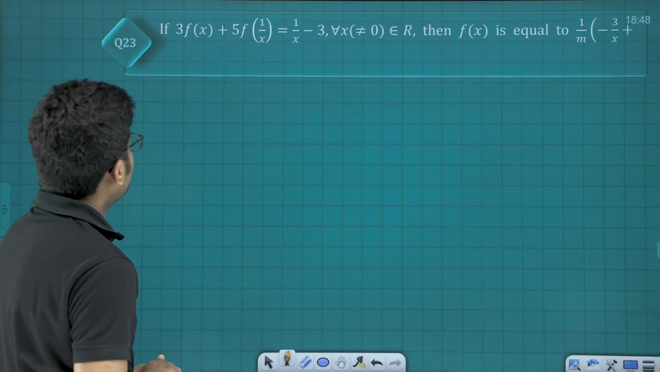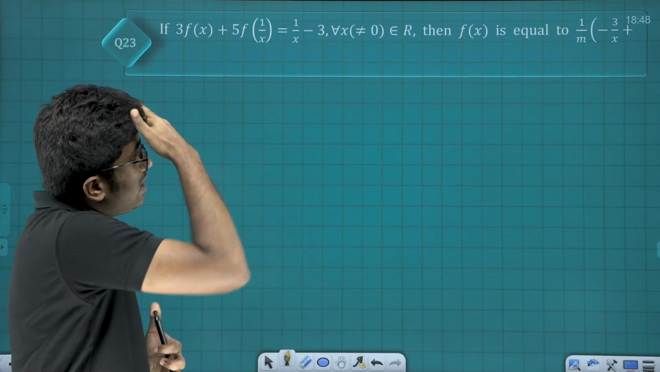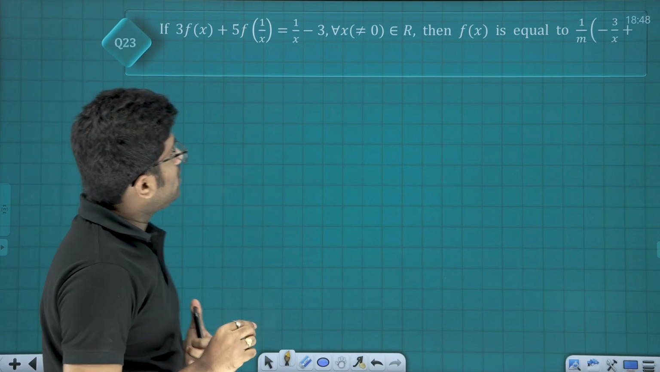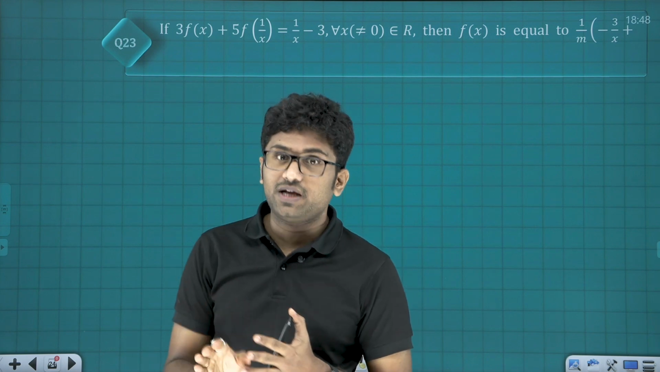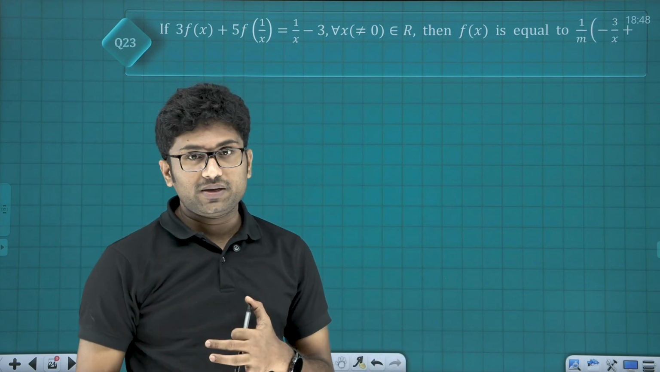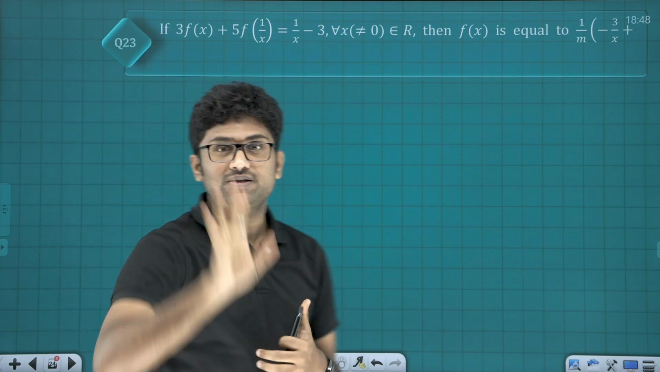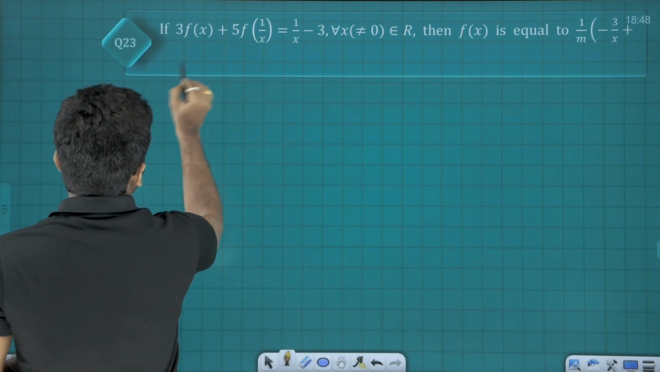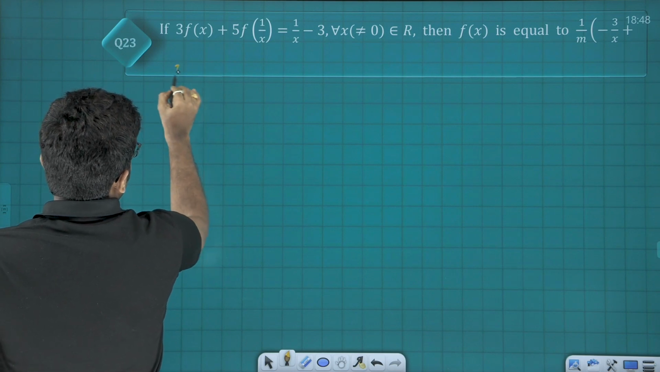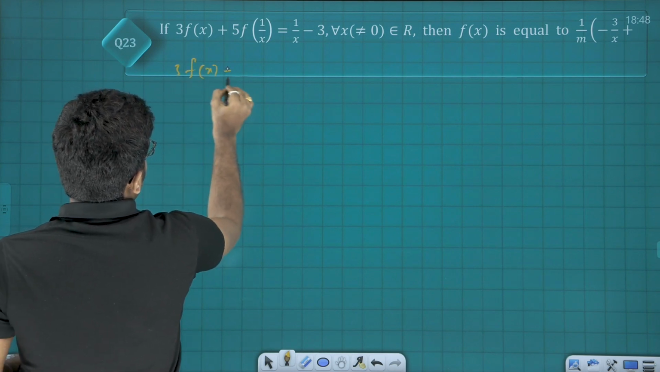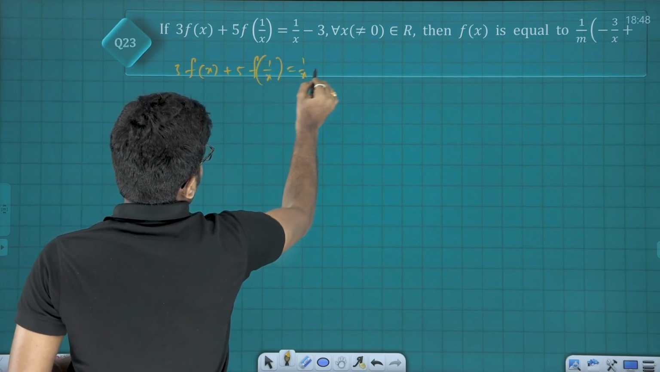Next. 3 times f of x plus 5 times f of 1 by x is equal to 1 by x minus 3. I told you many times, friends, in all such questions, the best thing that can be done is eliminating f of 1 by x by replacing x with 1 by x. Okay. Now see this, friends. They have given this, no? So we have 3 times f of x plus 5 times f of 1 by x is equal to 1 by x minus 3.